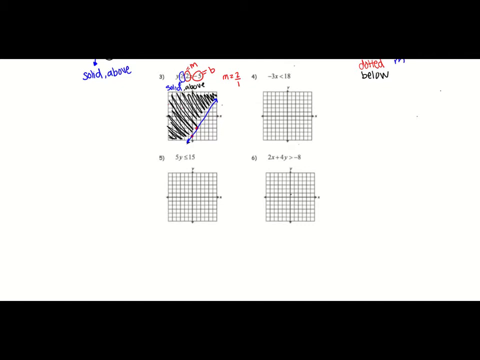Okay, number 4. We have negative 3x is less than 18. There's no y in this equation, so I'm going to get x by itself this time. If I have negative 3 times x, the opposite of multiplication is division. Divide by a negative 3 on both sides. I get x is less than negative 6. Now, if you're paying attention, you'll notice that when I divided by a negative 3, I did not flip the sign. We need to always remember to flip the sign when it's negative.